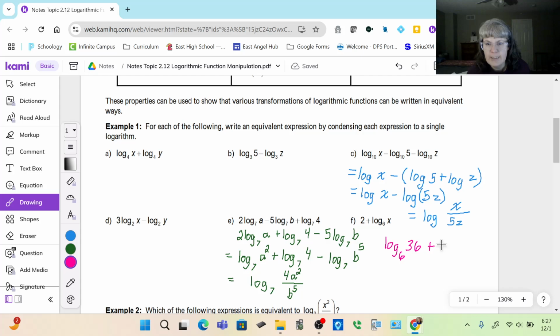And that's going to get added to log base 6 of x. So now that I have my expression written in terms of all logarithmic terms, I can apply that product property to be log base 6 of 36x.